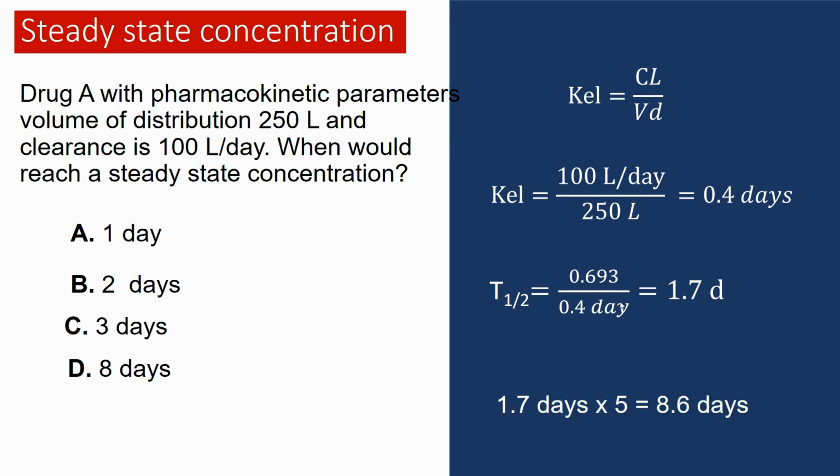And then approximately to reach drug steady state concentration, the standard is about 4 to 5 half-lives. So let's take 5 half-lives. If you take 5 half-lives, it comes to be 8.6 days. So therefore, the right answer here is 8 days.